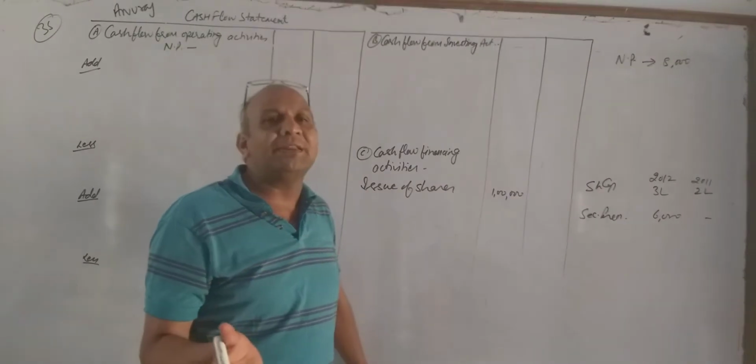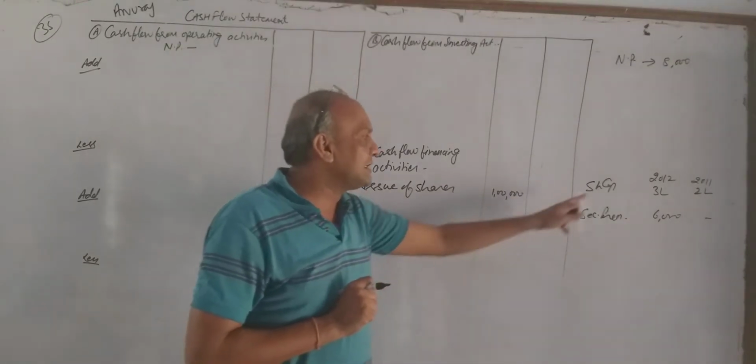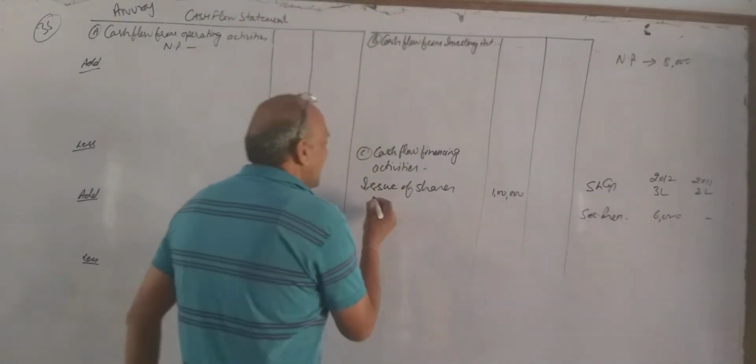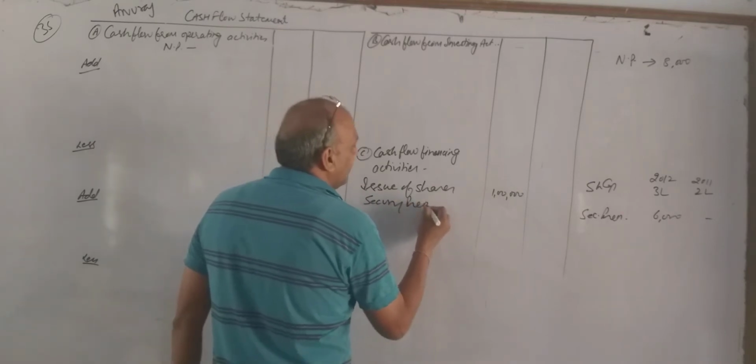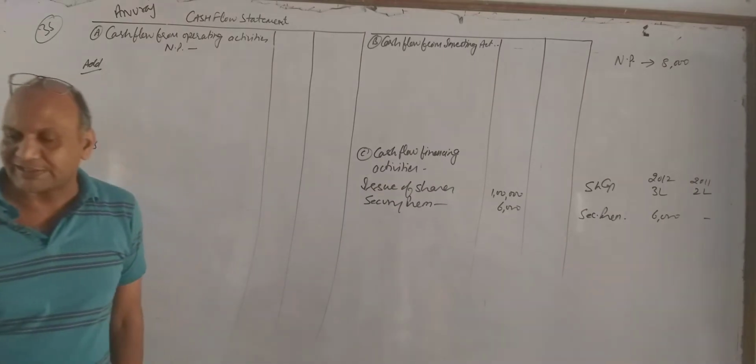इसका मतलब तो यही बनता है कि हमने जो शेयर इशू किए हैं वो प्रीमियम पे किए हैं, क्योंकि हमारी शेयर कैपिटल भी बढ़ी है और रिजर्व सिक्योरिटी प्रीमियम भी बढ़ा है. That's why I will show this securities premium under the heading of financing activity, 6,000 rupees. I think the doubt is clear.